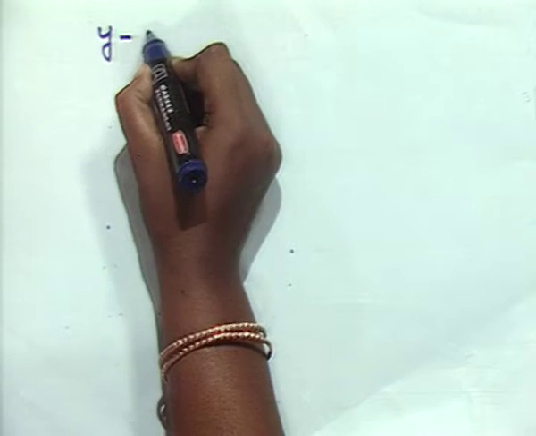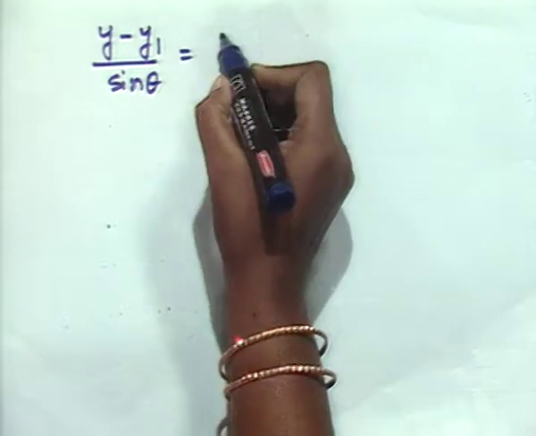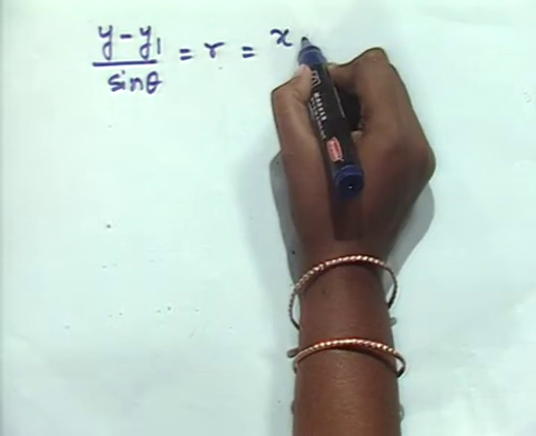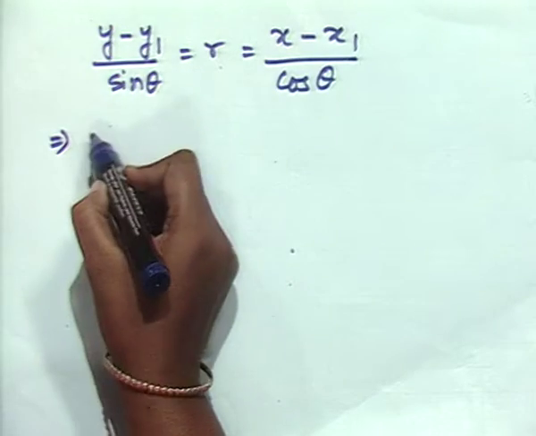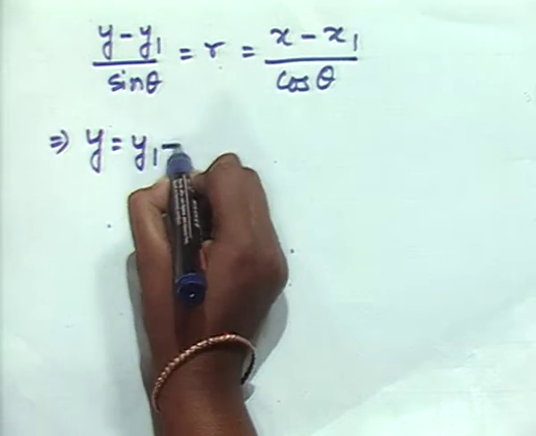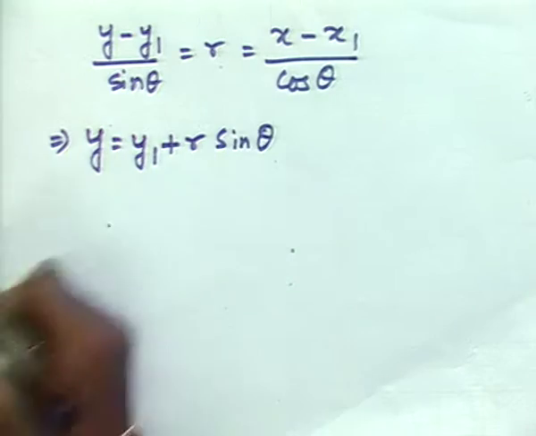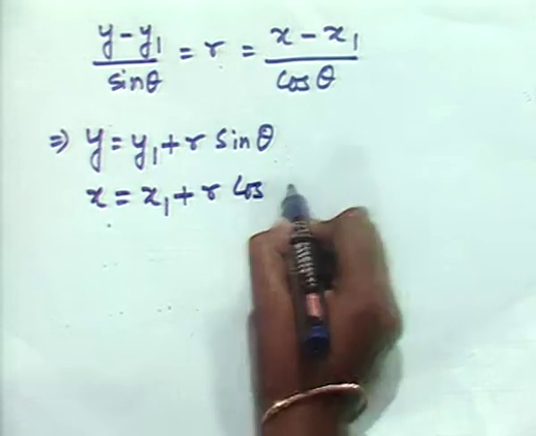This form is quite useful when we have to find out the coordinates of a moving point P with coordinates x, y. For that we have y minus y1 upon sin theta is equal to R. This is equal to x minus x1 upon cos theta. So the coordinates of P, the y coordinate will be y1 plus r sin theta, and the x coordinate will be x1 plus r cos theta.